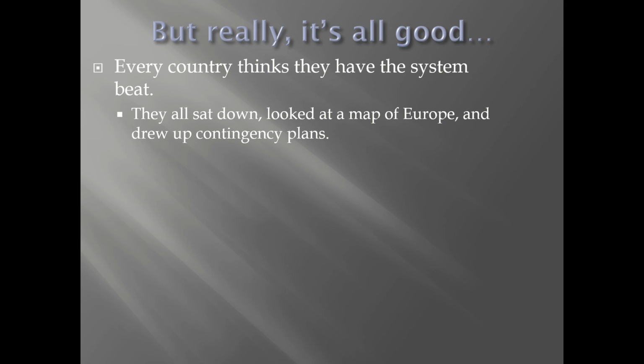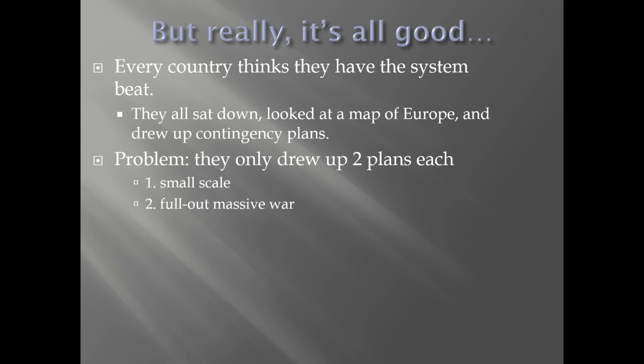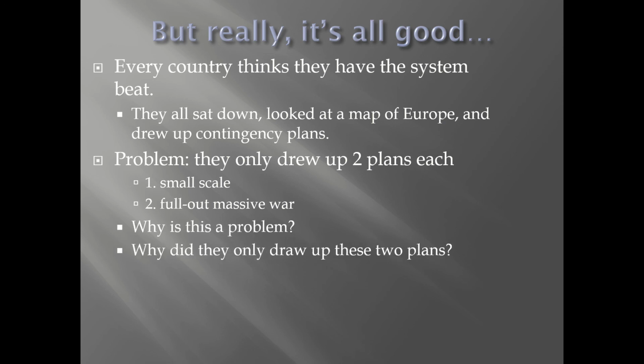But they looked at what they thought the game was. They drew up a set of plans, right? The problem is each country pretty much only drew up two plans: a small-scale war plan, that if just me and my neighbor go to war, or just two countries are at war, and then a full-out massive, everybody in Europe is fighting each other kind of plan. Why is that a problem? Why did they only draw two of these plans?